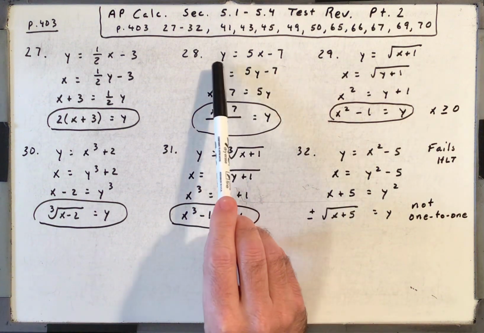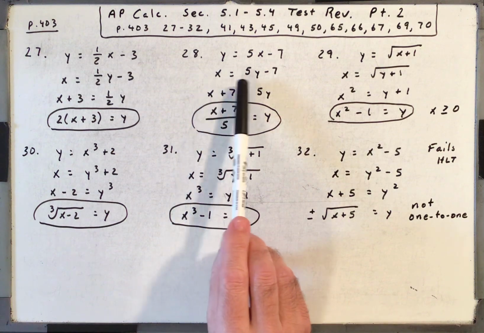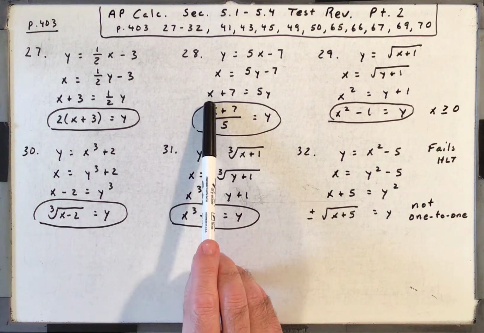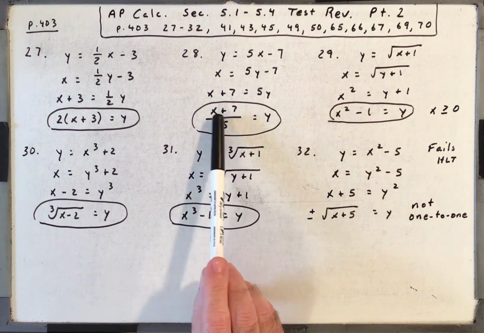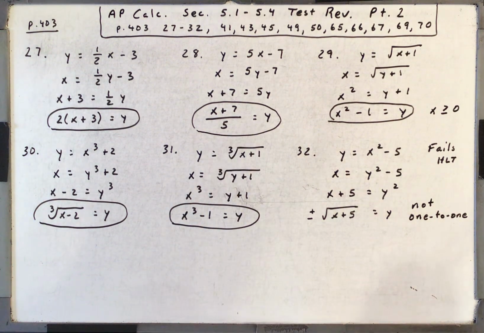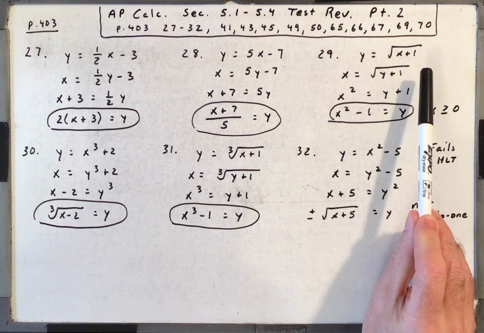For 28, y equals 5x minus 7. Swap the x and the y and have x equals 5y minus 7. Add 7 to both sides, and we'd have x plus 7 equals 5y. And divide both sides by 5. X plus 7 over 5 equals y. That is the inverse. All right, for 29, we have y equals the square root of x plus 1.